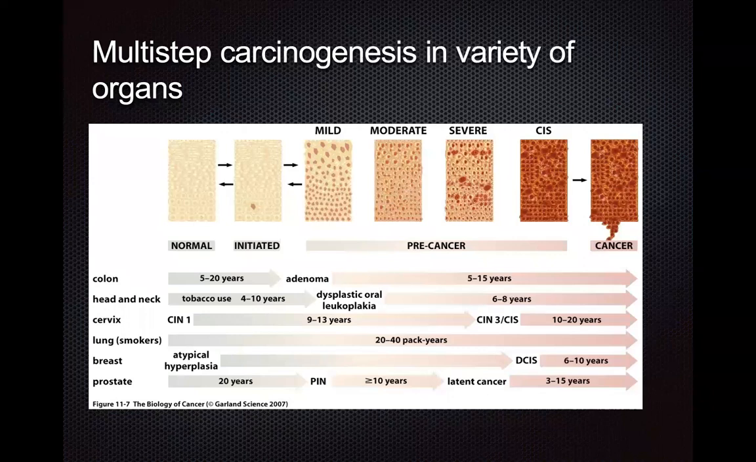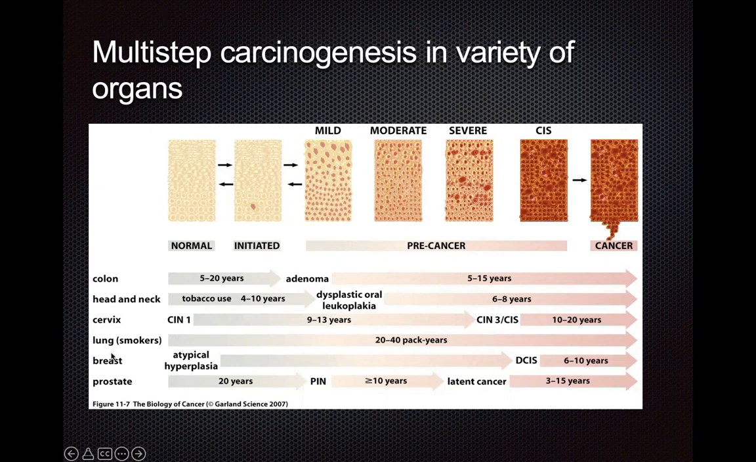As you can see, in the colon, from normal to cancer, it takes 5 to 20 years to turn into an adenoma, and then another 5 to 15 years to become a cancer. For example, in head and neck, normal cells with the risk factor of tobacco use need at least 4 to 10 years for the oral mucosa to turn into dysplastic oral leukoplakia, which goes into a precancerous lesion, and then it takes nearly 6 to 8 years to become a cancer.